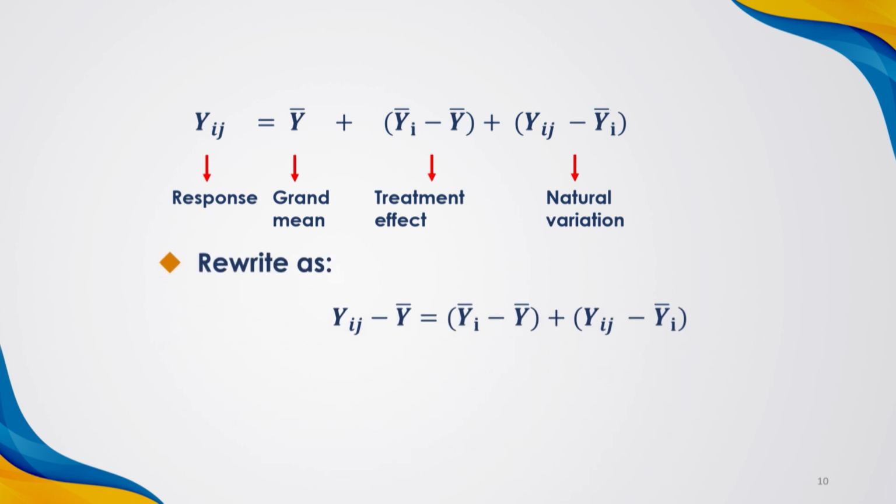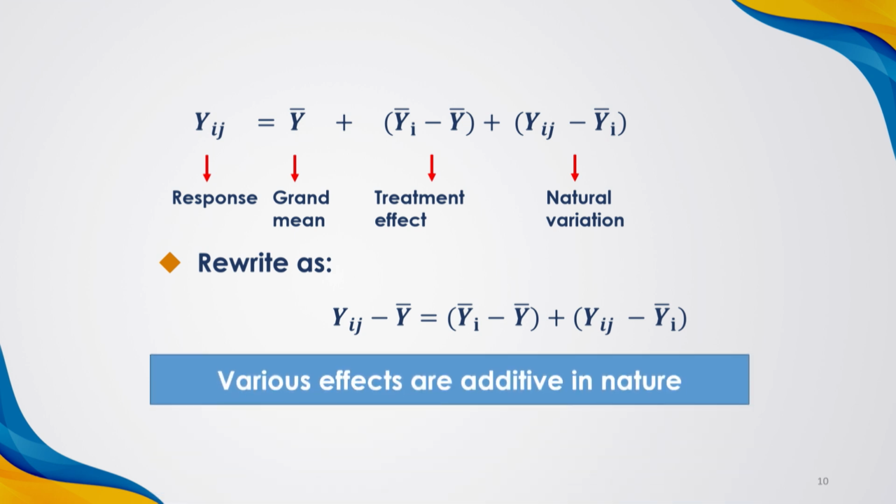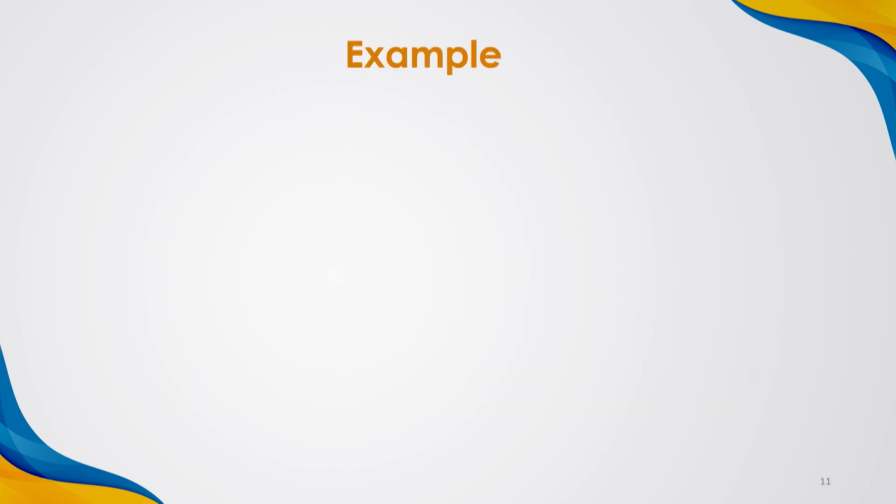We shall rewrite this equation by bringing capital Y bar to the left hand side, so that we will be able to get the overall variation when we sum it up. This can be divided into two parts, which are given on the right hand side of the equation. The various effects are additive in nature, by looking at this equation. We will discuss this further.